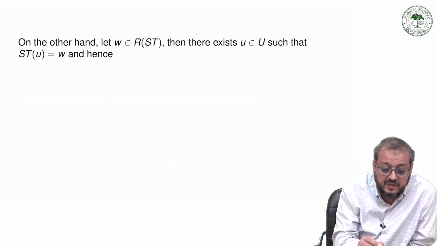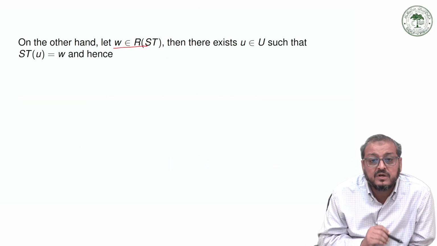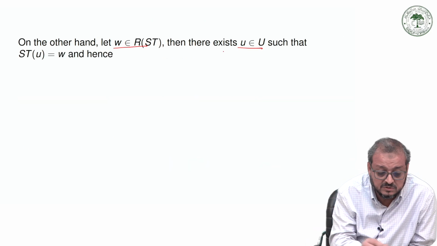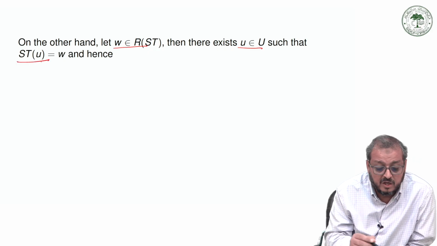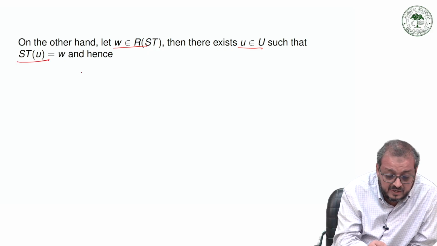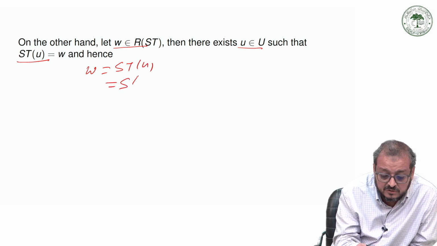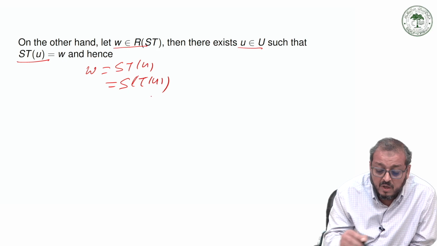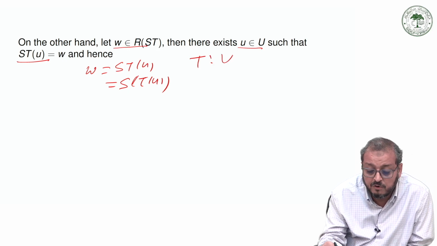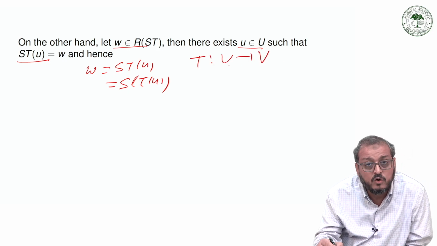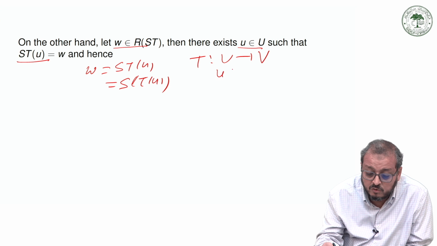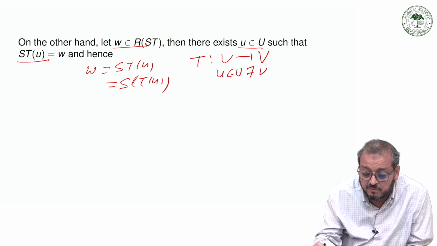Okay, so now we take w as an element of the range of ST. Then there exists a u such that S of T of u is equal to w. So we can write w is equal to S of T of u, and then by the composition map we can say S of T of u. And now because T from U to V is an onto map, for u belonging to U there exists a v belonging to V such that T of u is equal to v.